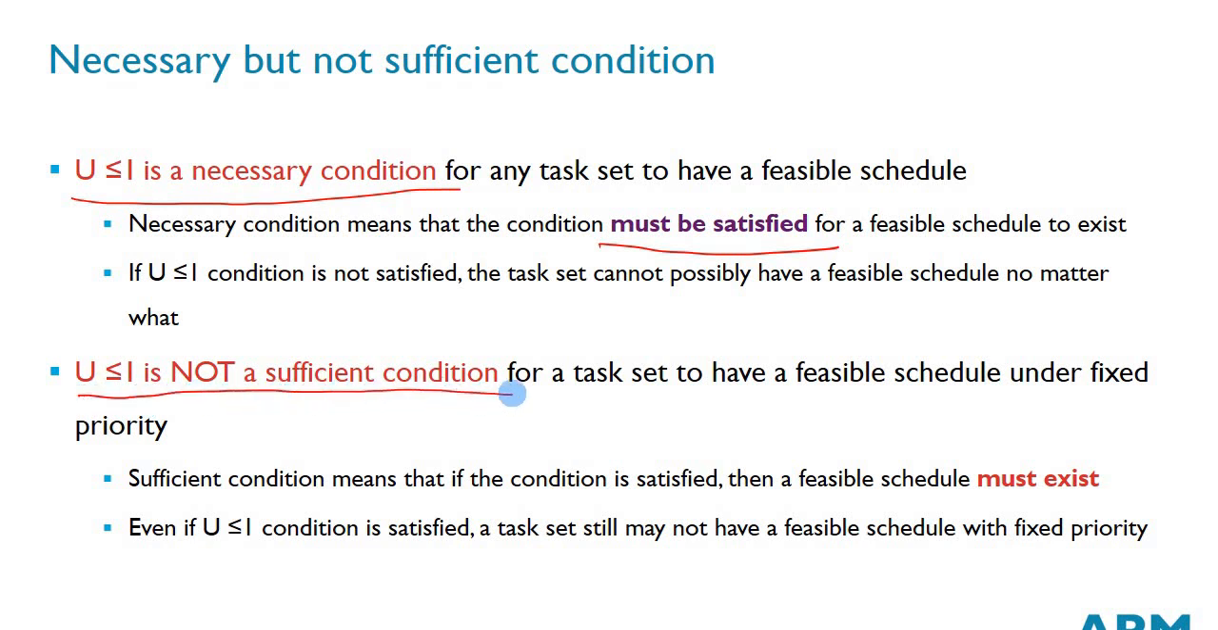Not sufficient means that even if I fulfill this criterion, it doesn't mean it is guaranteed to be schedulable. I can have situations where I fulfill this criterion, where U is less than or equal to 1, but it is still not schedulable.